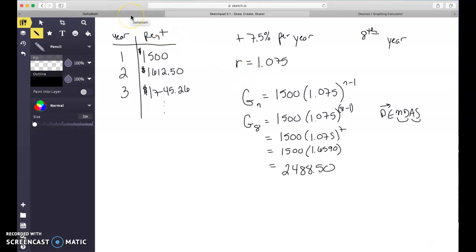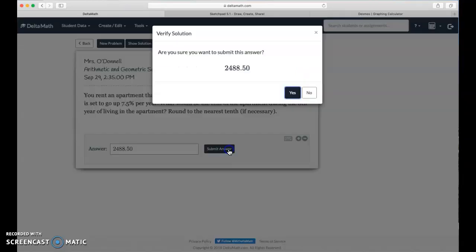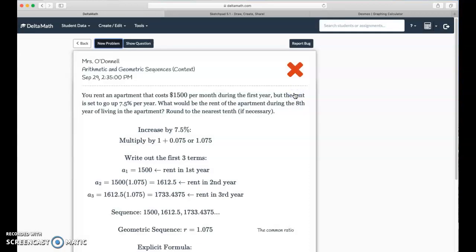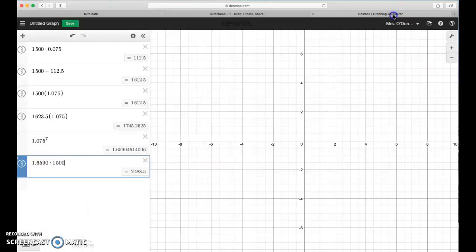So let's hop back over to Delta Math and see. We might have done a little too much rounding here, but we'll see if Delta Math accepts it. So 2,488.50. Submit answer. I think we did too much rounding. Just a little too much rounding there, and Delta Math didn't like it. So we want to make sure we're even more cautious.